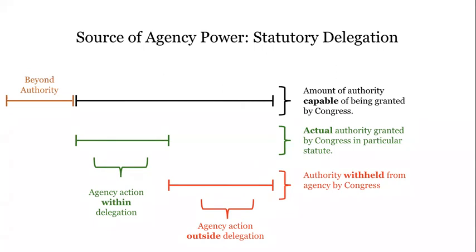The point of all of this is to help you better understand what it means when we talk about agency power, specifically statutory delegation. What does that mean in the context of our larger US system of legislative, executive, and judicial branches of government, and the fundamental separation of powers doctrine? So in summary, always think Congress has the authority to do a lot. That black line represents a lot of authority, can do a lot of things. Not everything. We understand there's some beyond authority, but there's a lot of things.